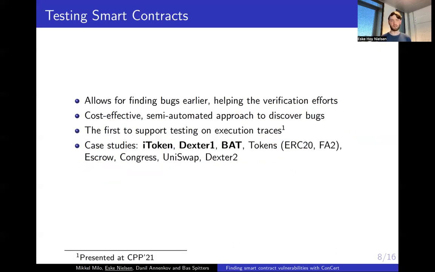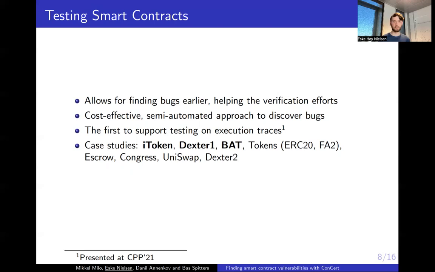This shows that the smart contract verification and testing framework in ConCert allows for finding bugs early and helps verification efforts by allowing you to both test and verify the same property. It gives a cost-effective and semi-automated approach to discovering bugs, which is lightweight and can be easily integrated into the development cycle of smart contracts, allowing you to get quick feedback while writing smart contracts.